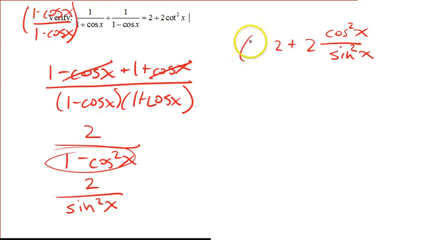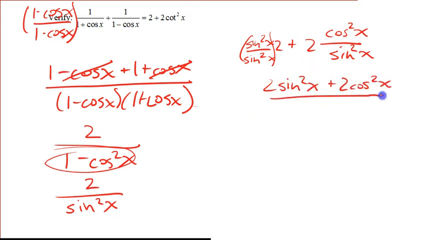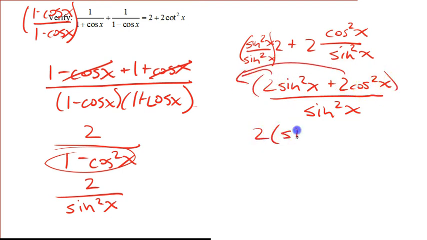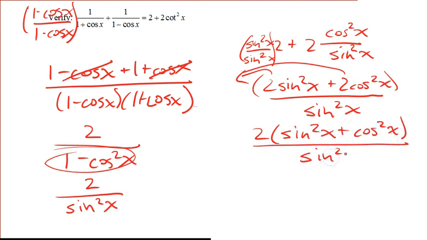So we multiply our first term by sine squared over sine squared, giving us 2 sine squared plus 2 cosine squared, all over that common denominator, sine squared x. Well, it looks like there's a common factor in our numerator, a 2, right? Let's pull that out. Parentheses, divide both terms by 2, and we are left with 2 times sine squared x plus cosine squared x, all divided by sine squared x.